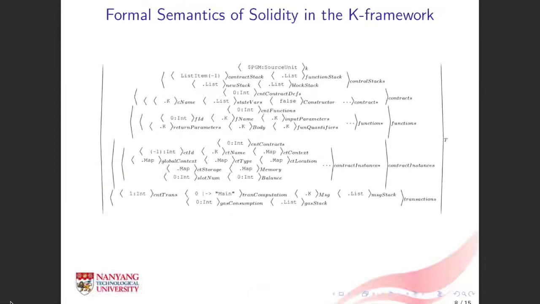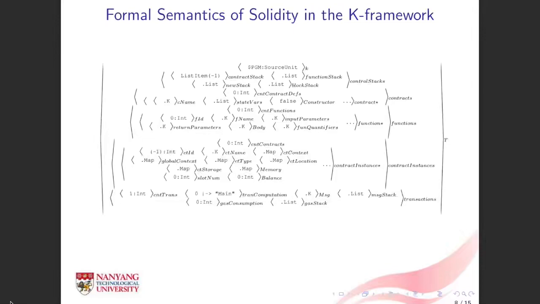This is the configuration of Solidity. In this configuration, there are six main cells in the whole configuration cell T, and they are K, control stacks, contracts, functions, contract instances, and transactions. In the cell K, the source programs, called source unit, are stored for execution. The cell control stacks contains the contract stack, function stack, new stack, and the block stack. They record stack information related to the program execution.